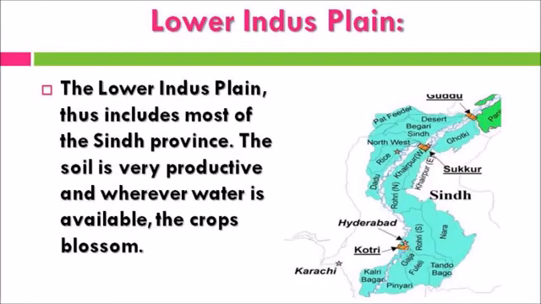Our next part is Lower Indus Plain. The Lower Indus Plain thus includes most of the Sindh province. The soil is very productive and wherever water is available, the crops blossom.